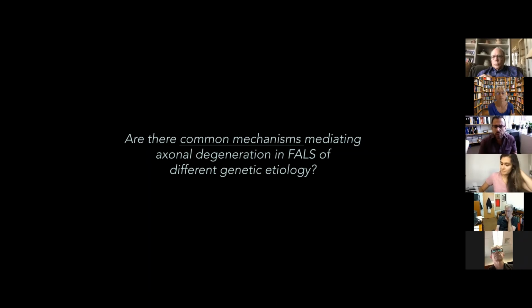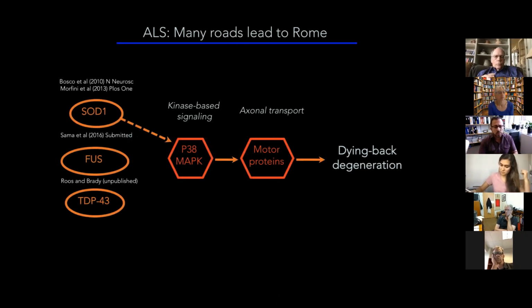But we were interested also in this slide where I show you so many genes causing the same effect. And we decided to examine whether other mutant proteins that cause familial forms of ALS may have a similar type of effect on axonal transport. The first one was FUS, and I won't have time to show you TDP43. You're gonna have to take my word for it. This is also unpublished. The FUS is published.